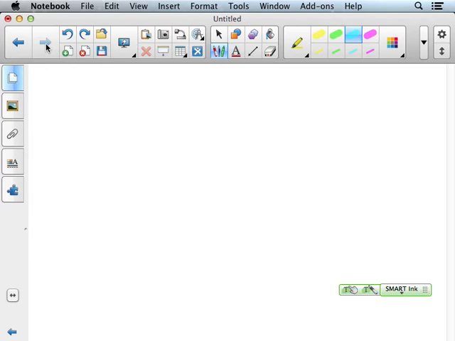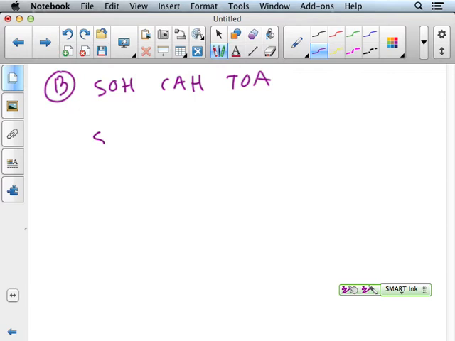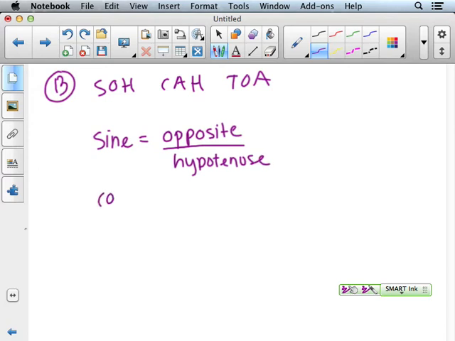Number 13. State the ratios for sine, cosine, and tangent. This should be easy for you guys now. So, SOH CAH TOA. That means sine equals the opposite over the hypotenuse. This is only for a right triangle. Cosine is the adjacent over the hypotenuse.